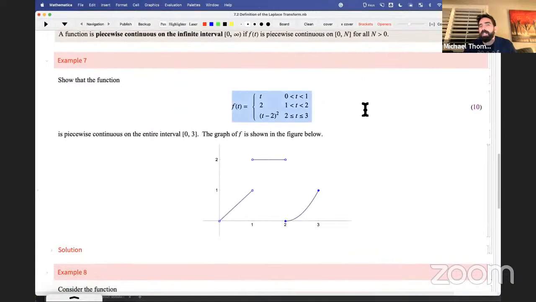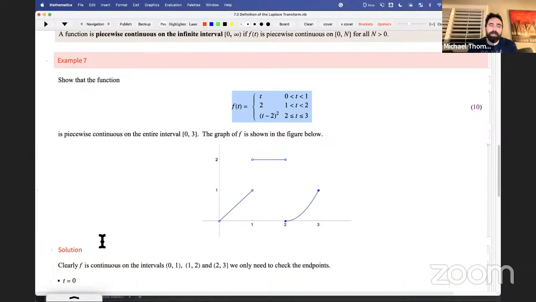So here's a function. It's a piecewise function. We're going to show that this function is piecewise continuous on the interval 0 to 3. Okay, there's the graph. It seems fairly obvious from the graph that it's piecewise continuous on 0 to 3, including 0 and including 3. That's an open dot there. That's okay. And that's a closed dot there. That's okay.